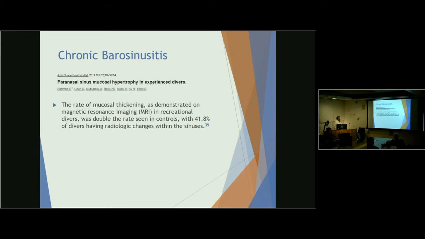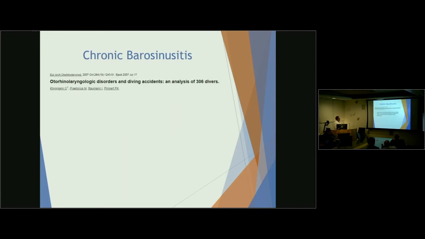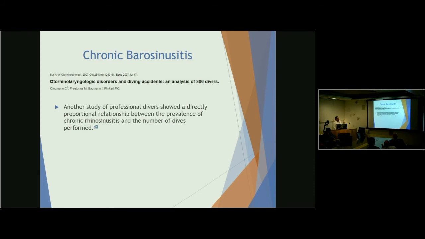They basically did an MRI in some recreational divers and also in a normal control population. I mean, you can never do this study in the U.S. This was done in Turkey. But interestingly, they saw that the rate of mucosal thickening in the recreational diver group was actually two times more than in the normal population. Here's another study. This study also shows there is actually a directly proportional relationship between the prevalence of chronic rhinosinusitis and the number of dives that you perform.